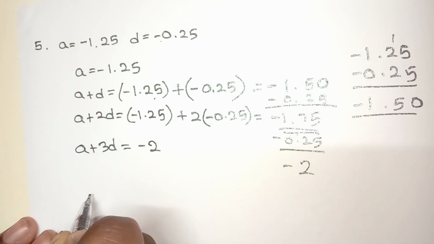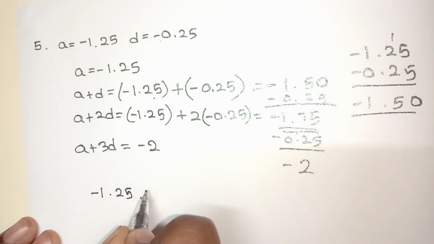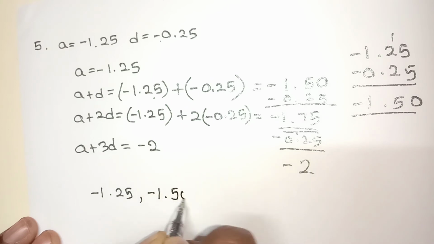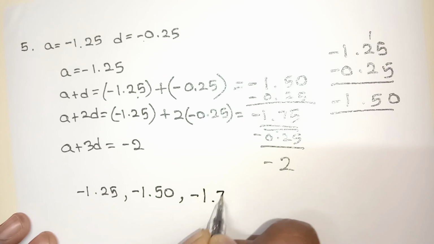Okay, so let me write the 4 terms: minus 1.25 and minus 1.50, it's minus 1.75 and minus 2.